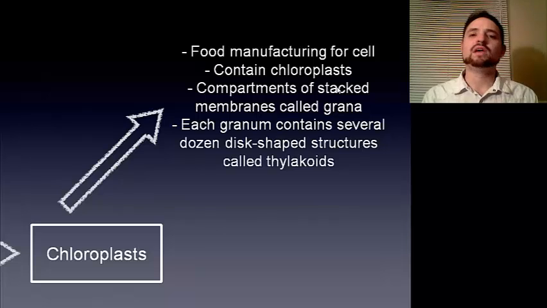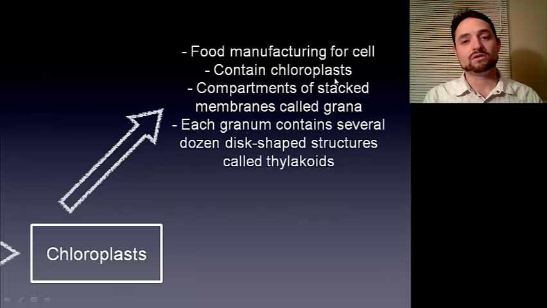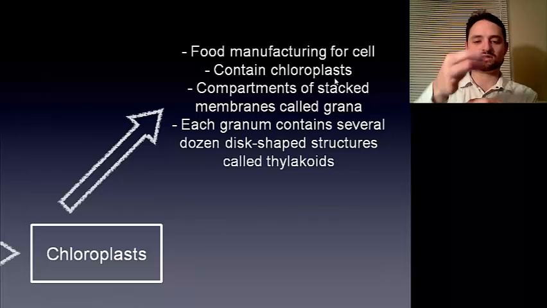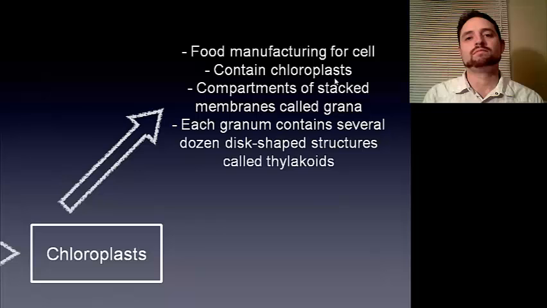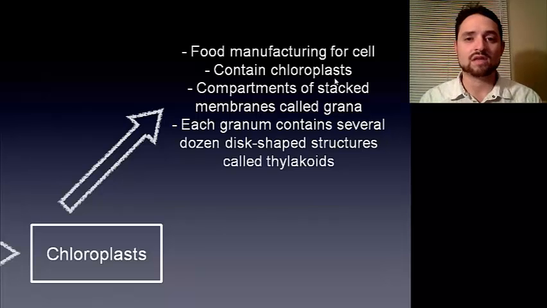The chloroplasts are the food manufacturing centers for the cell. You see these in plant cells. They contain, that shouldn't be chloroplast, sorry, that should be chlorophyll, not chloroplast. The chloroplast contains chlorophyll, and they also have compartments of stacked membranes called grana, and they literally look like little discs stacked one on top of another. If you think about maybe an Oreo cookie, and you stack a bunch of Oreo cookies on top of each other, that's kind of what looks like is happening.